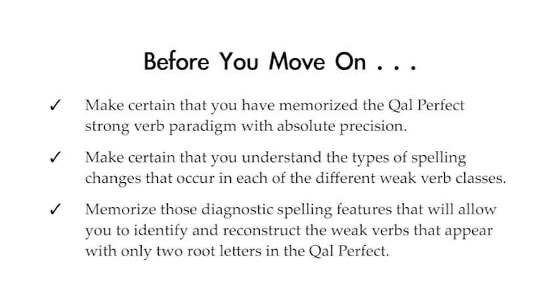Finally, memorize those diagnostic spelling features that will allow you to identify and reconstruct weak verbs that appear with only 2 root letters in the qal perfect. This is perhaps one of the most important skills in this chapter, to take those 3 verbs that have only 2 root letters in certain inflected forms and to be able to reconstruct those verbal roots based on what you know from those verbs, the third hey, the geminate, and the biconsonantal classes. You should take some extra time to get to know those verbs and how they're distinct one from another and how you can properly reconstruct the verbal root. That brings our study of the qal perfect weak verbs to a conclusion.